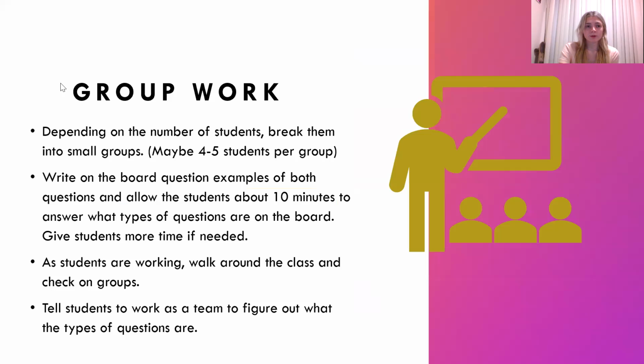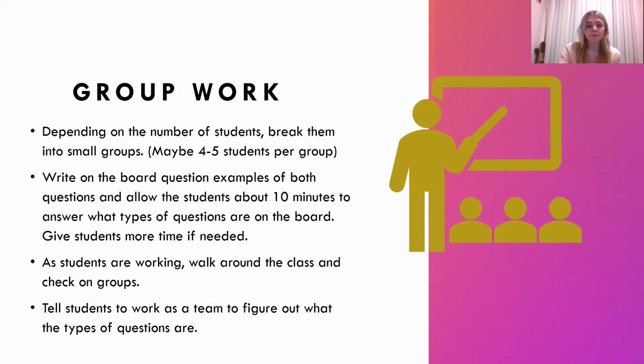Next, you're going to want to put your students into groups. So for group work, depending on the number of students, break them into small groups. For here, I was thinking maybe 4 to 5 students per group, but it also depends on how many students are in the class. For example, if there are 20 students in class, you can put them in 5 groups of 4. You don't want to make the groups too big because then each student won't have time to focus on the questions, but you don't want to make the groups too small where they're just talking the whole time.